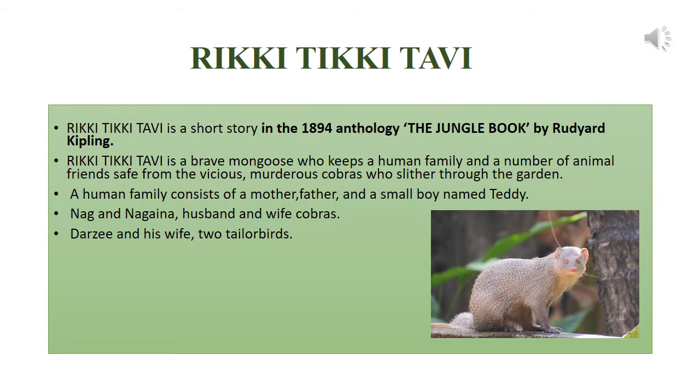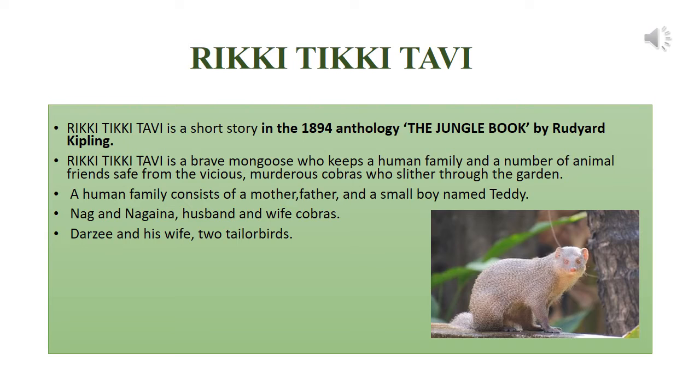Now let's focus on the background of the story. Rikki-Tikki-Tavi is a short story in the 1894 anthology The Jungle Book, written by Rudyard Kipling. Rikki-Tikki-Tavi is a brave mongoose who keeps a human family and a number of animal friends safe from the vicious, murderous cobras who slither through the garden.